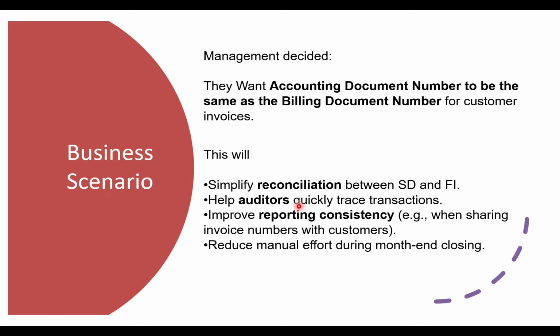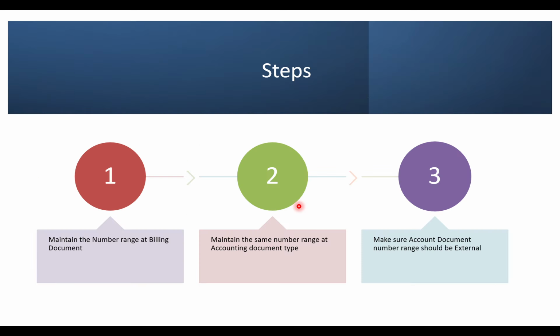Instead of this, they decided that if the billing document and accounting document numbers are the same, then during reconciliation they will assume that accounting document 1 to 3 belongs to billing number 1 to 3. So this makes the job easier.